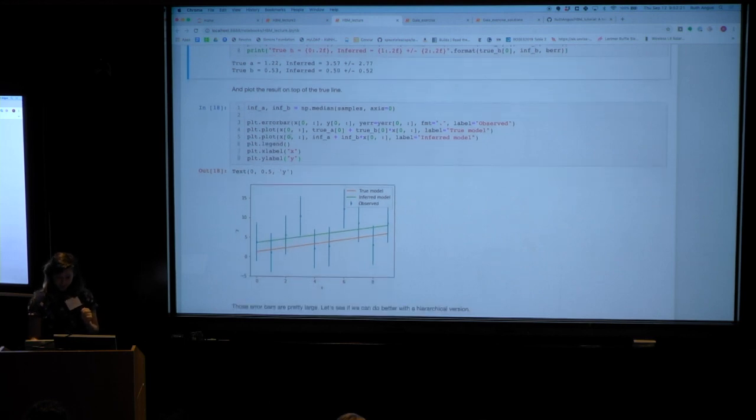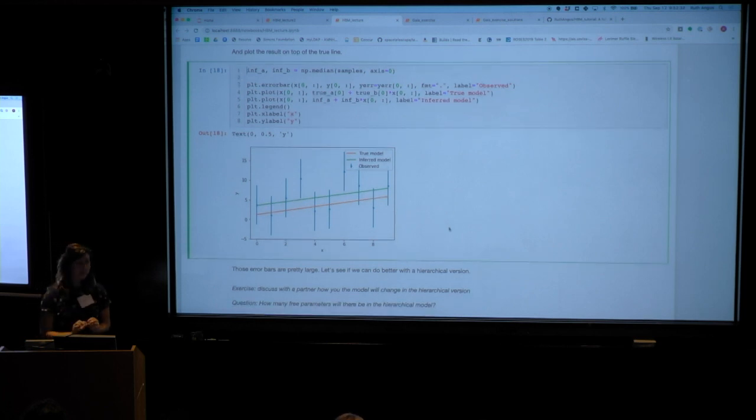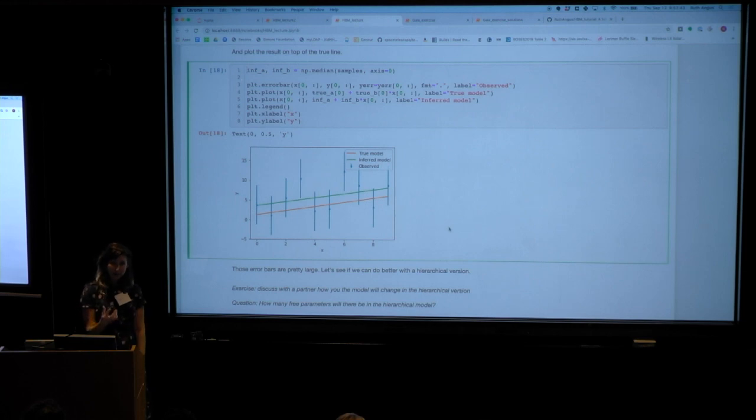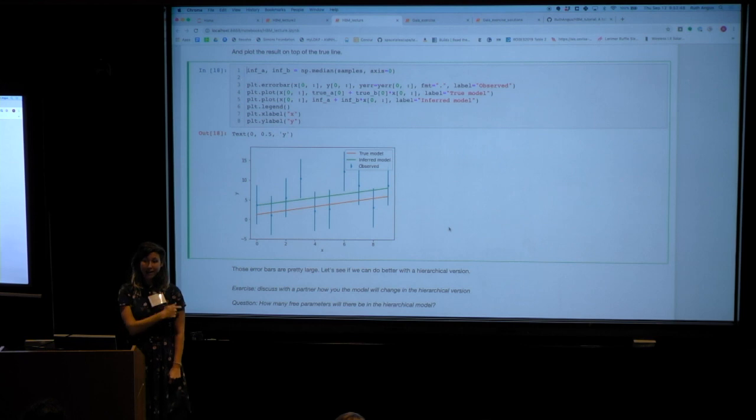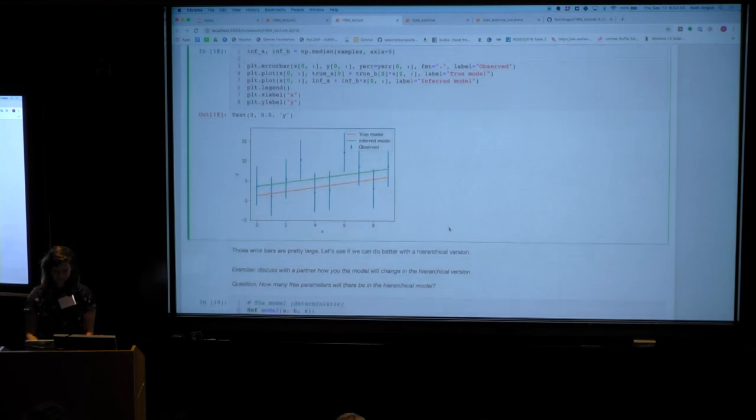Okay, so then here I'm plotting the inferred A and inferred B. The true model is the orange. The inferred one is the green. So it's done a decent job on the slope, but the intercept isn't very precisely constrained. So let's see if using the entire group of lines, we can constrain this one line better. And my hypothesis is that we can.